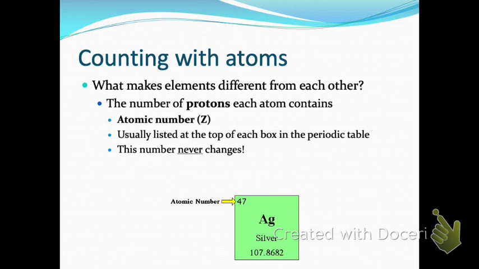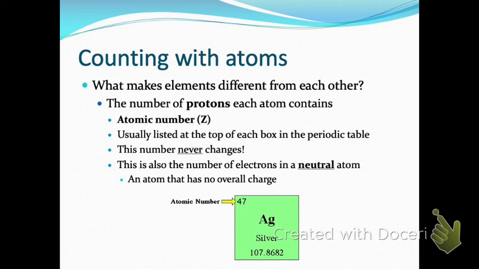So if my atom is neutral and I have 10 protons in my atom, how many electrons do I have to have? 10, right? That's it, 10. So the atomic number also tells us the number of electrons in the atom as long as that atom is neutral, right? As long as the atom is neutral, the atomic number tells us both protons and electrons.